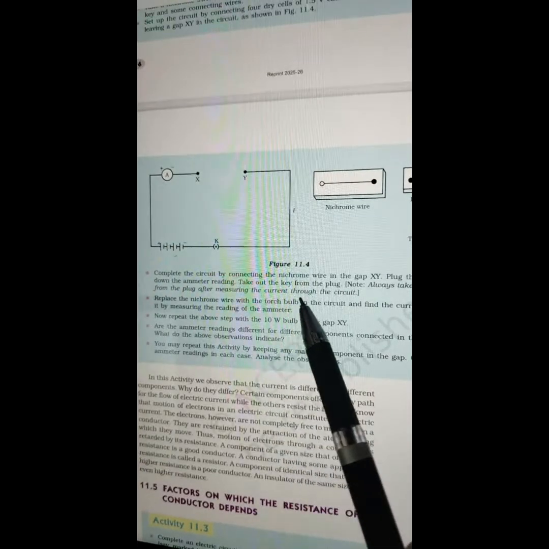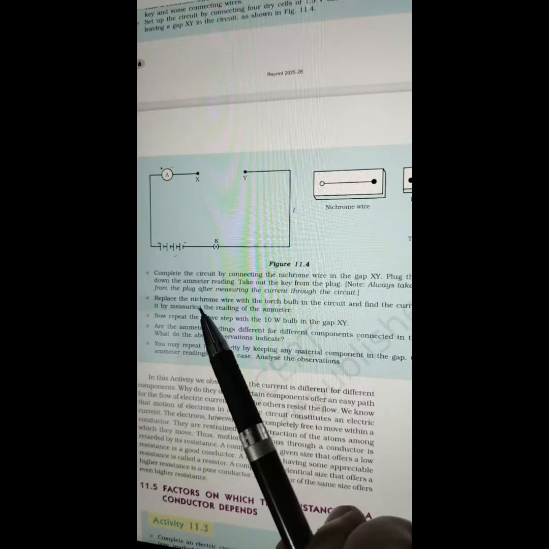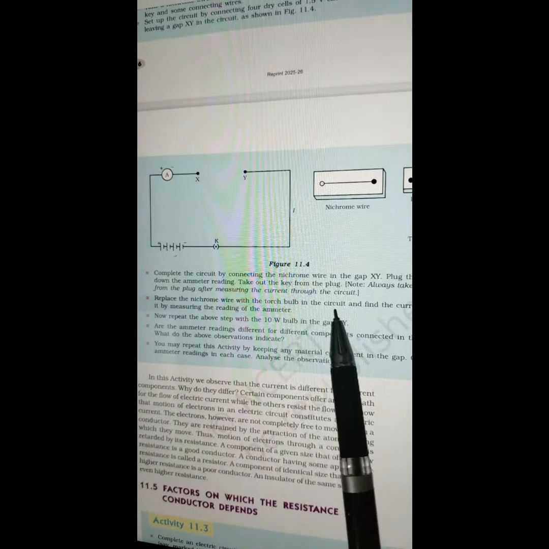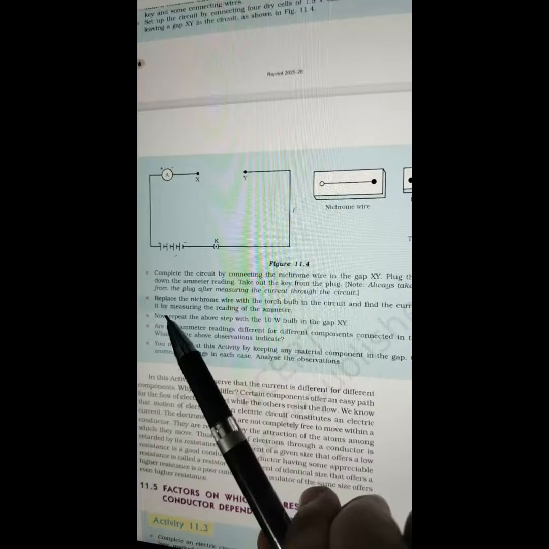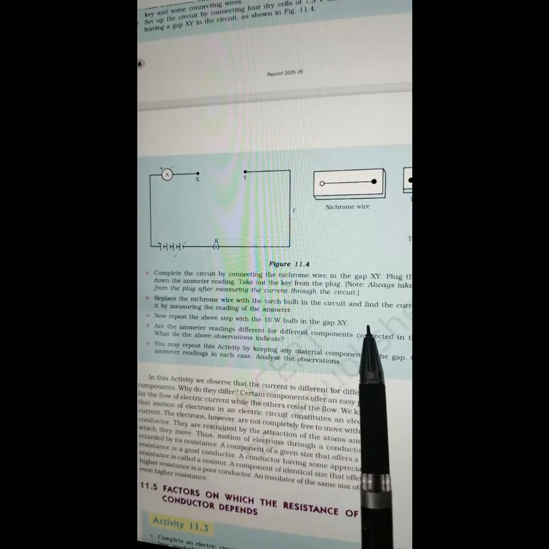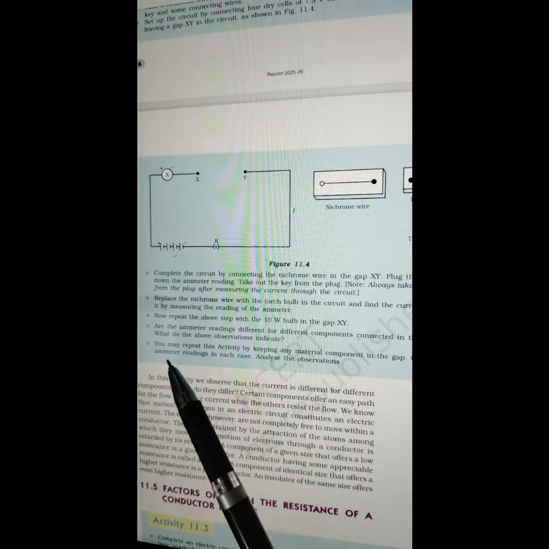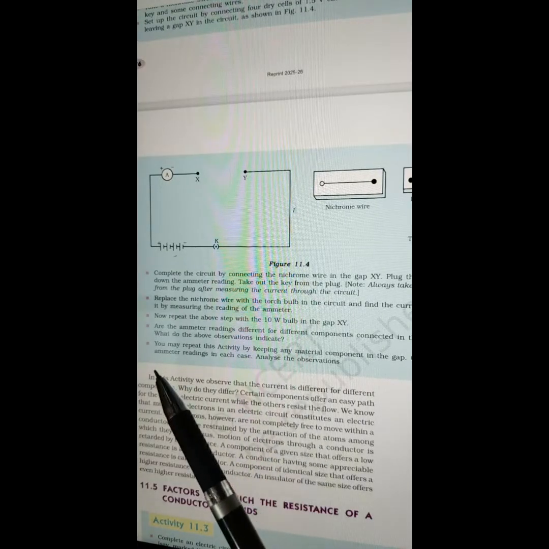Complete the circuit by connecting the nichrome wire in the gap XY, plug the key, note down the ammeter reading, and take out the key from the plug. Note: always take out the key from the plug after measuring the current through the circuit. Replace the nichrome wire with the torch bulb in the circuit and find the current through it by measuring the reading of the ammeter. Now repeat the above step with the 10-watt bulb in the gap XY.